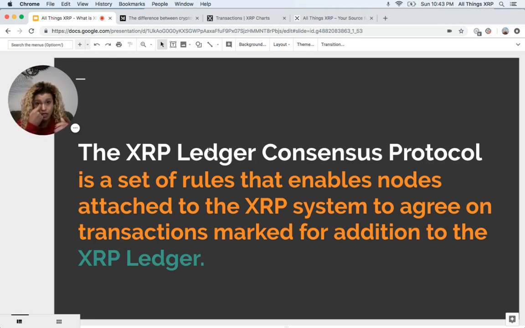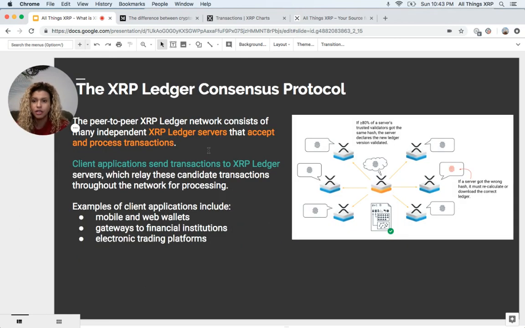So the XRP Ledger Consensus Protocol is that set of rules that dictate how transactions are written to the ledger and make sure that fraudulent transactions or transactions that are not suitable to be transacted don't get written. So let's break that down a little bit more for everybody to understand. The XRP Ledger Consensus Protocol is really the peer-to-peer XRP Ledger network consisting of many independent XRP Ledger servers that accept and process transactions.